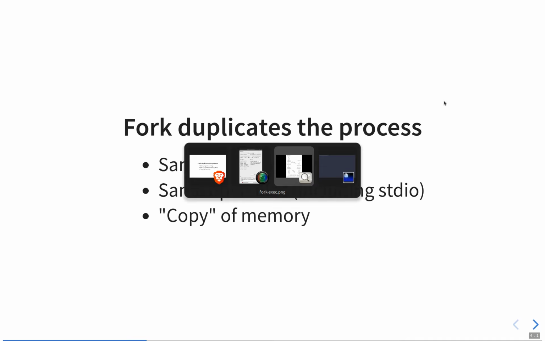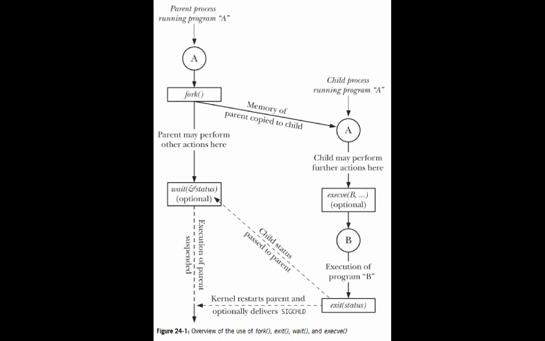So if I go over to my image here that I've taken, this is from the Linux Programming Interface. This is a nice slide, I think, that explains how process creation works. We have a program called A that's running, and we call fork. The memory of the parent A is going to be copied into the child here. And the child is going to be running at the exact point at which fork was called in the parent process. And both of these processes may perform their own actions.